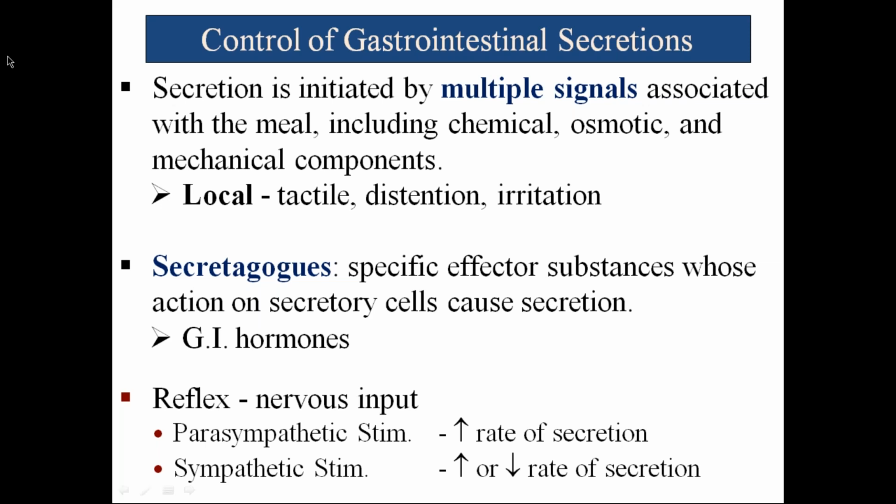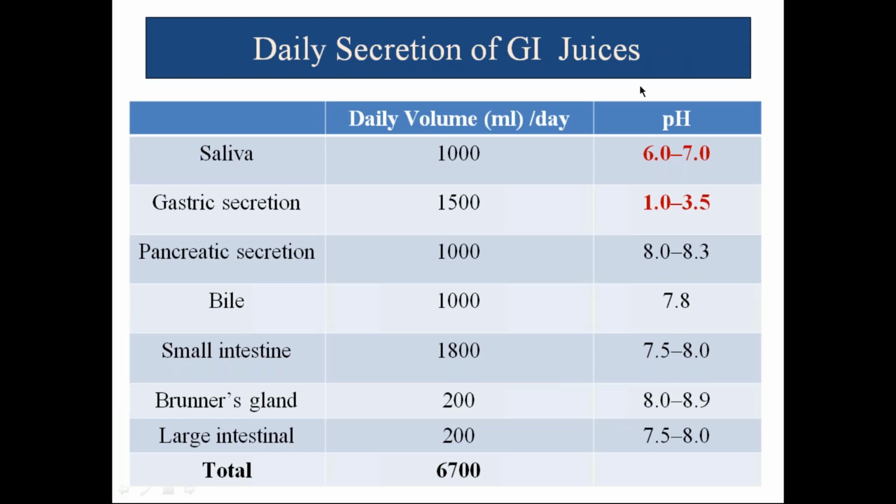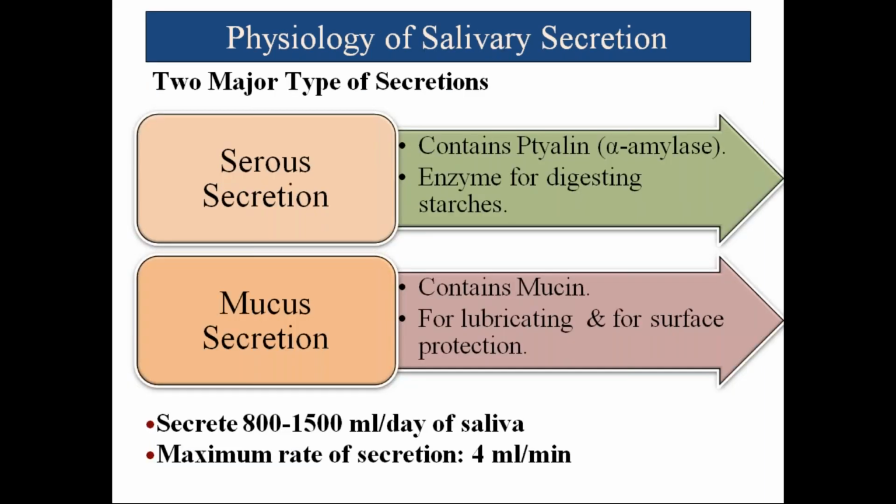Third control on the GI secretions, as I've already told you, is the nervous input, the parasympathetic and the sympathetic stimulation. And this table is giving you how much GI juice is secreted from which part of the GIT. This is required because it can be asked in your Viva Voce, and of course it can form a part of your MCQ. All these are given in your books. I've just picked it up from the books itself.